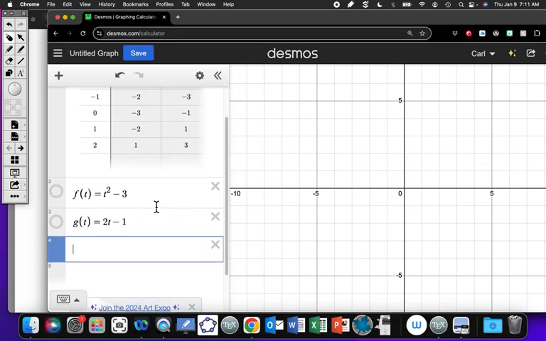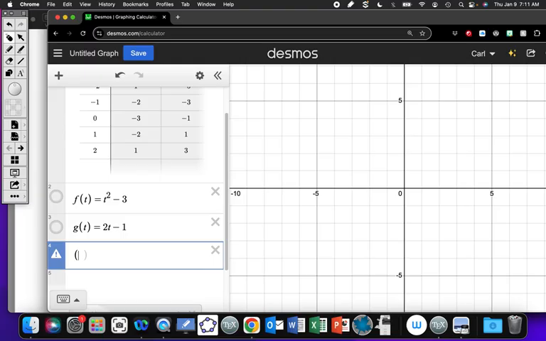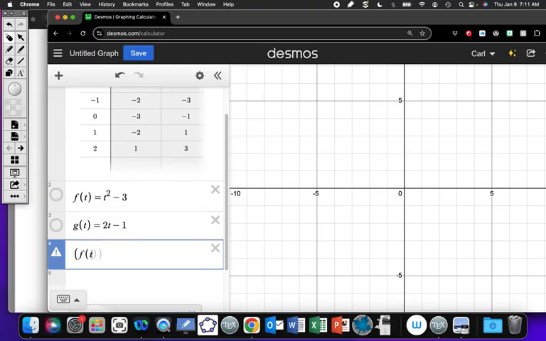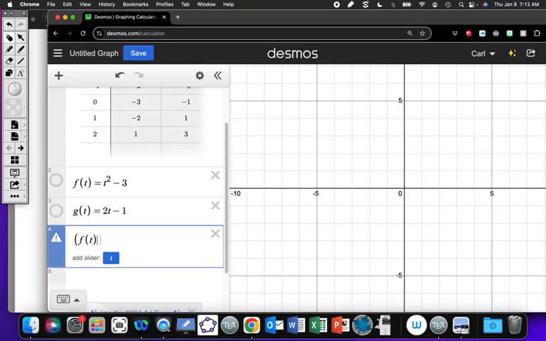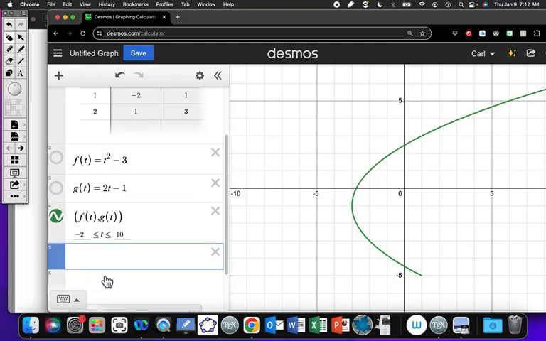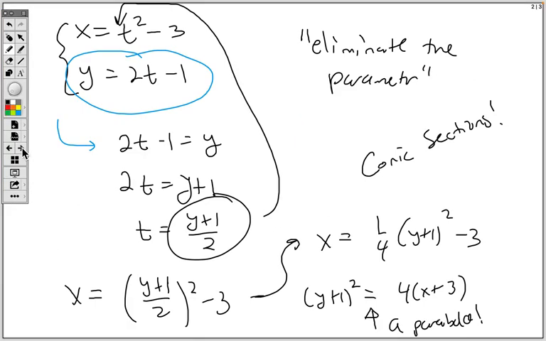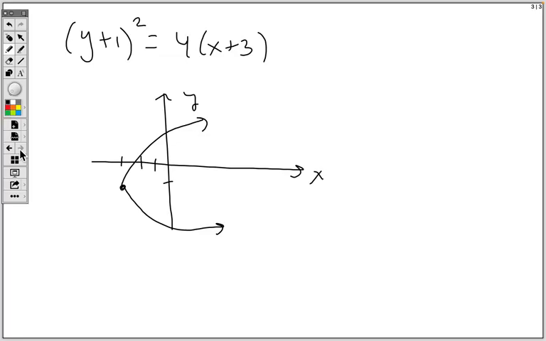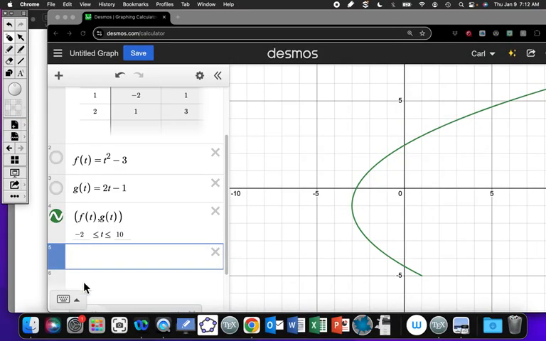If we wanted to graph the system of parametric equations itself, we can tell Desmos to graph f of t comma g of t, just like that, and we can arrange the parameters. So -2 on to infinity. So -2 to, say, I don't know, 10 or something. And so we can see that there. And then we can check that that really does live on that parabola. What was the parabola again? y plus 1 squared equals 4 times x plus 3.